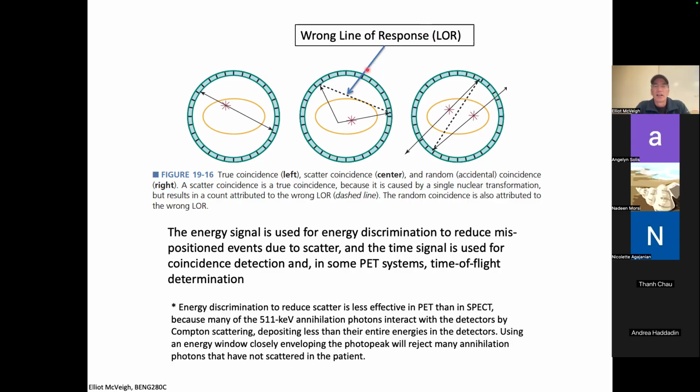Okay. Again, you can use energy discrimination to throw this one out because this photon is going to have less energy than the 511 keV. And so if you put some kind of energy filter on here, on the height of the peak, you can filter some of those out.